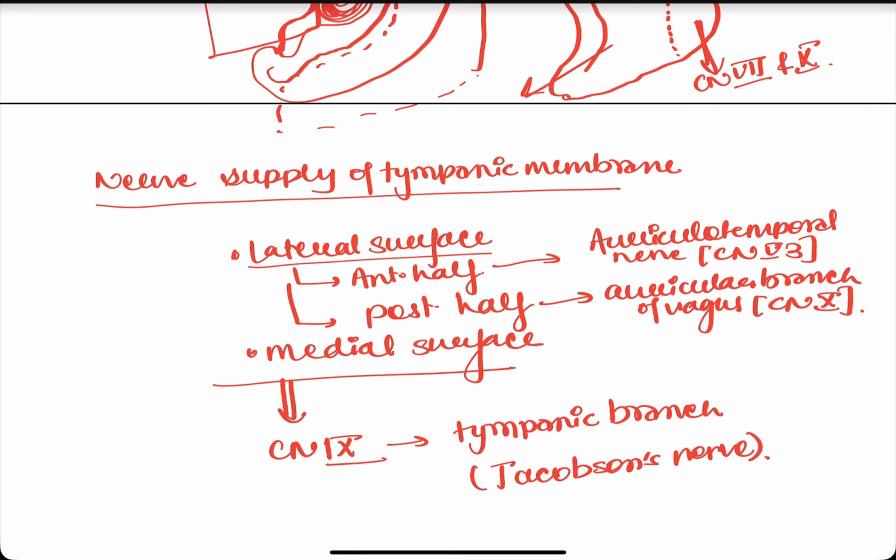Lateral surface and medial surface की अलग अलग है। medial surface को cranial number 9th जो है that is our glossopharyngeal nerve की branch है। tympanic branch जिसको हम बोलते हैं जैकोब्सन nerve। and lateral surface को हमारी supply करती हैं मैंडिबुलर नर्व की ब्रांच दैट इज ऑरिकुलो टेम्पोरल नर्व एंड वेगस नर्व की ब्रांच दैट इज ऑरिकुलर ब्रांच ऑफ वेगस सप्लाई करते हैं.